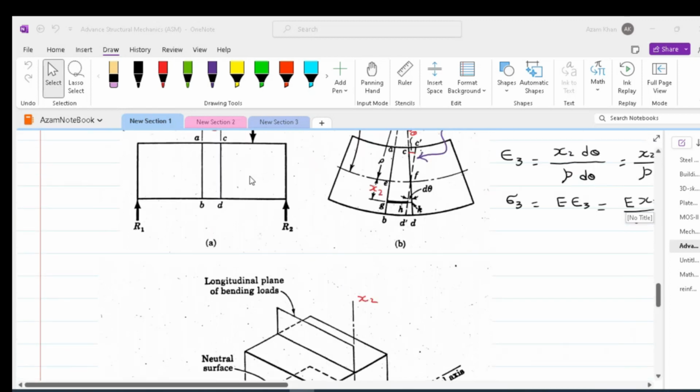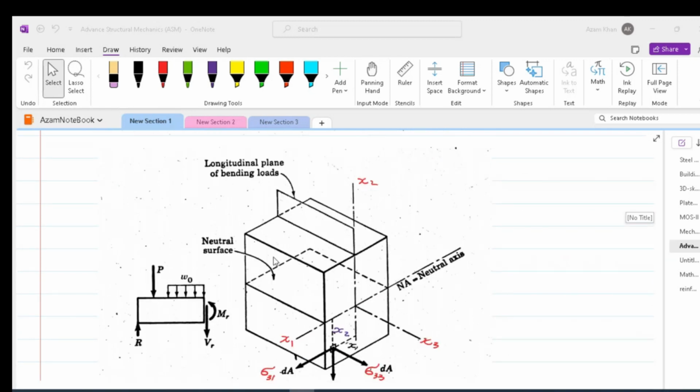Imagine that we take a small portion of this beam. This is an element of the beam having an exploratory surface. This element is in the form of a cube, i.e., it has got six sides. Please notice that we have got a neutral axis, we have got a neutral surface, which is the surface containing neutral axis, and that is in x1, x3 plane. We have got the loading plane, which is the longitudinal plane x2, x3. This loading plane is perpendicular to the neutral surface.